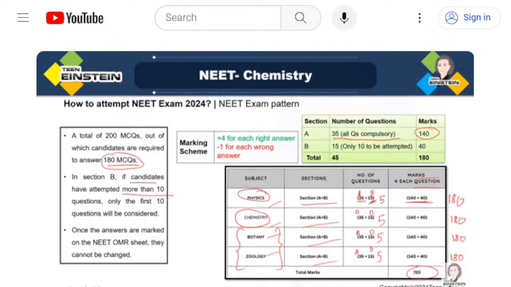Only the first 10 questions will be considered if by mistake you have answered more than 10 questions, and that is for section B. Once the answers are marked on the NEET OMR sheet, that is the answer sheet, you cannot change them. Okay, so that is very important. We will also discuss separately how to fill the OMR sheet properly. If you have any doubts, it will be completely clear. Fine. So this is the NEET exam pattern for each of these 4 subjects: physics, chemistry, botany and zoology.